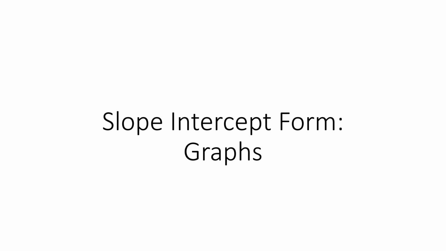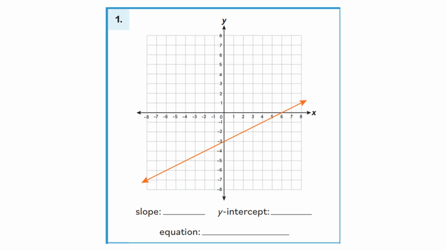This instructional video is over writing equations in slope-intercept form from graphs. For number one, we want to start by finding our slope by picking out two points that you can read clearly. And it can be any two points on the graph.